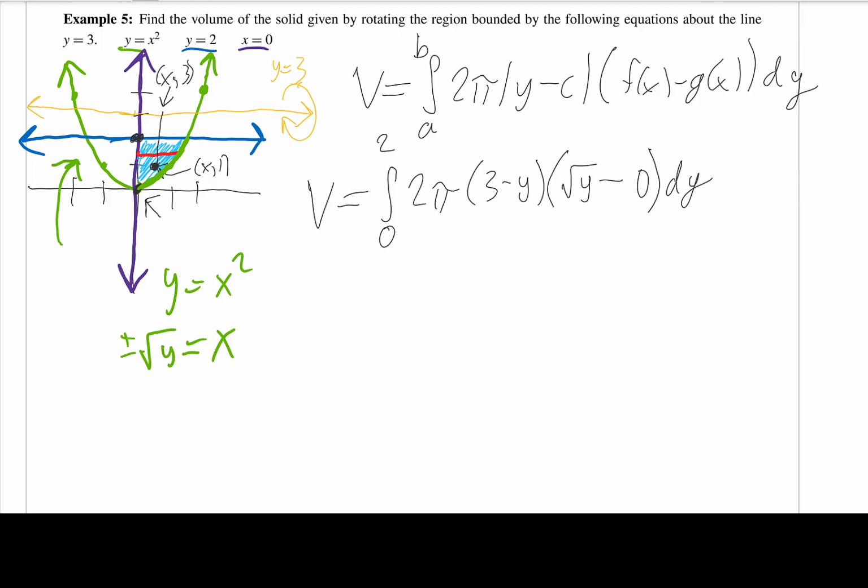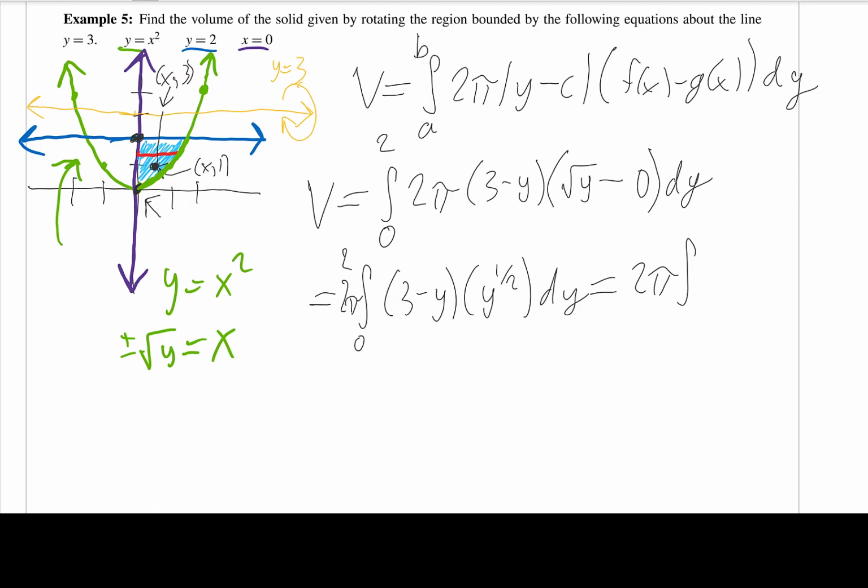Okay, so then I'm going to go ahead and do this one out just because I haven't done a dy one out for the cylindrical shell method. This would give us the integral from 0 to 2. Let's pull out the 2 pi, of 3 minus y times y to the 1/2 dy, which is equal to 2 pi times the integral from 0 to 2 of 3y to the 1/2 minus y to the 3/2 dy.